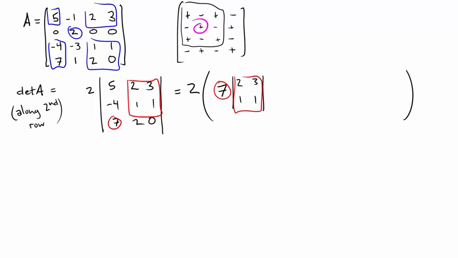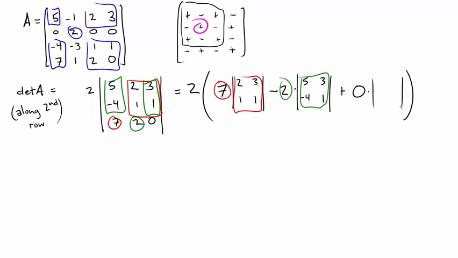Okay. Then, moving along that third row, the next coefficient will have a minus sign. It is 2. And that will get multiplied by a 2 by 2 determinant with entries 5, 3, minus 4, 1. And then the last coefficient is 0, and so we really don't care about that determinant. We don't need to compute it. So now we compute these 2 by 2 determinants.